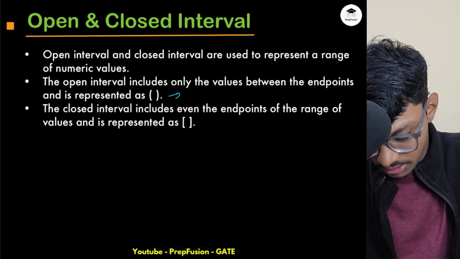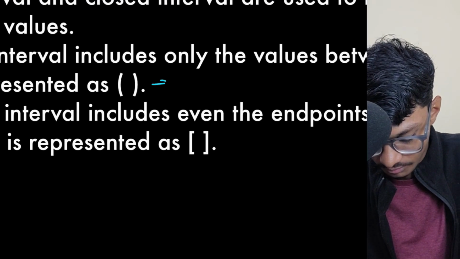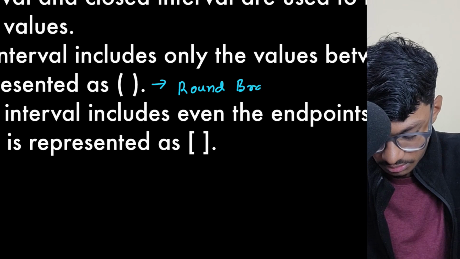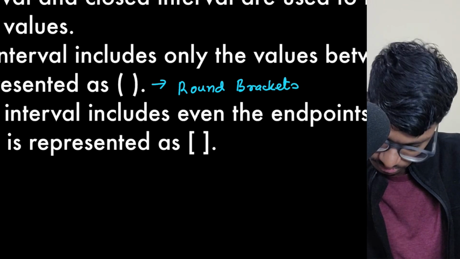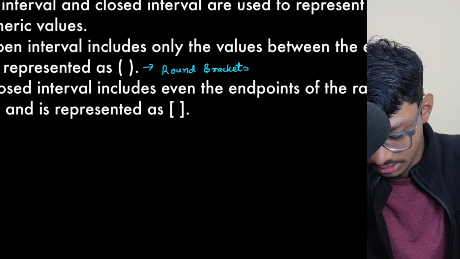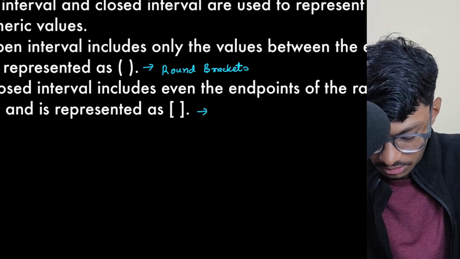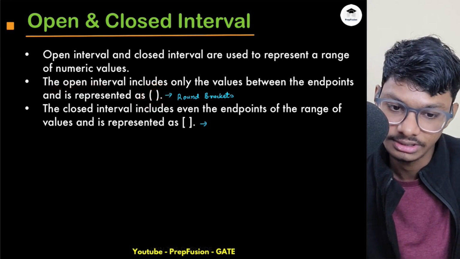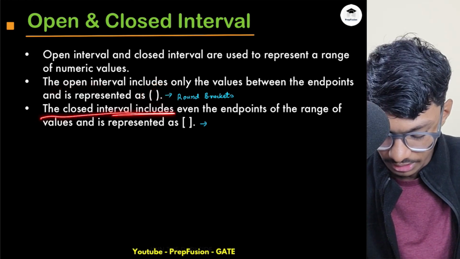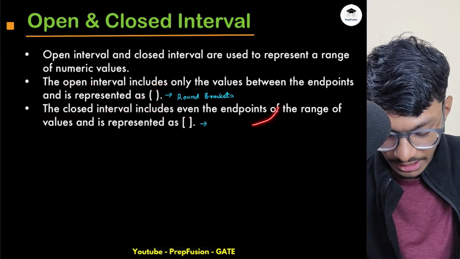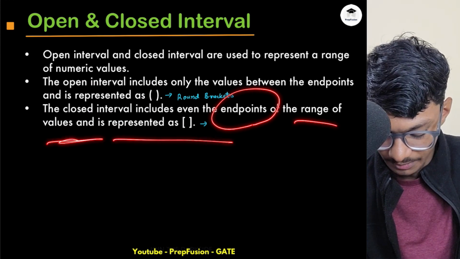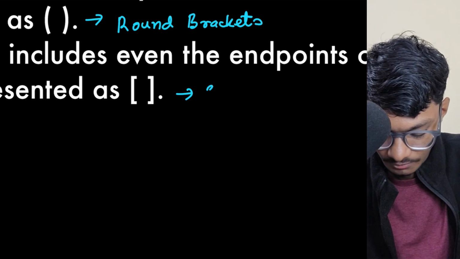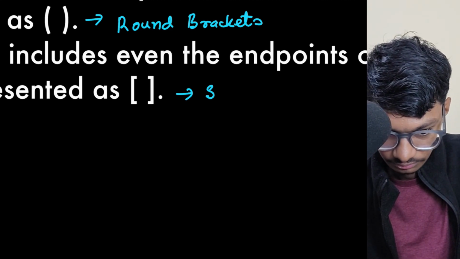Let me write this. Round brackets, and this closed interval, right? This is called an open interval. Wherever round brackets are there, they are called open intervals, and the closed interval includes even the endpoints of the range of values and is represented by square brackets. So this is called square brackets.